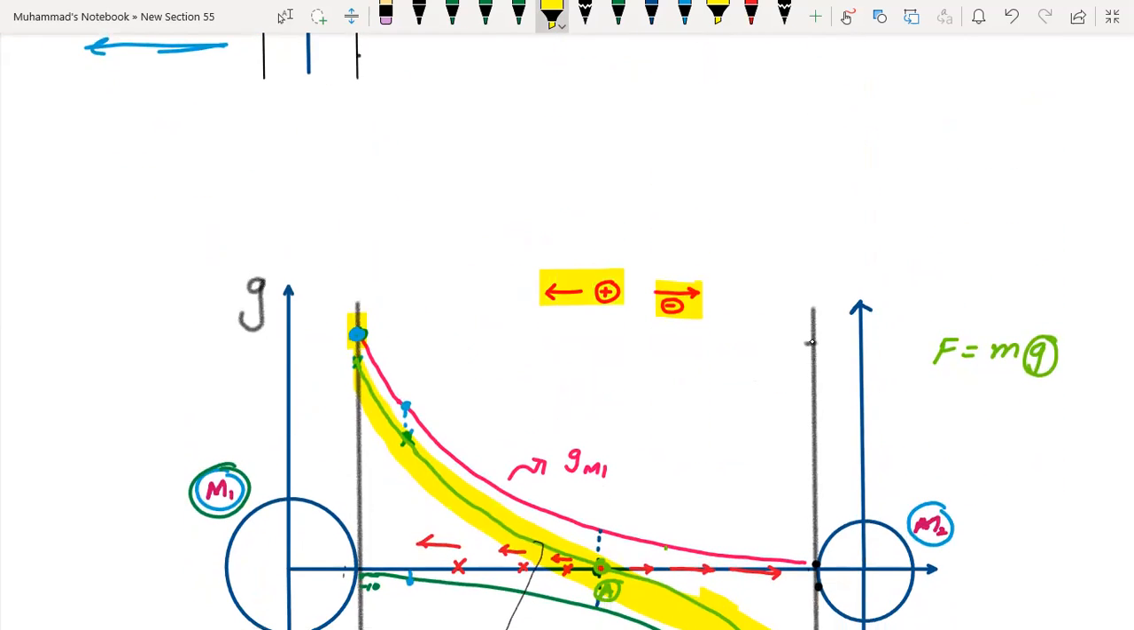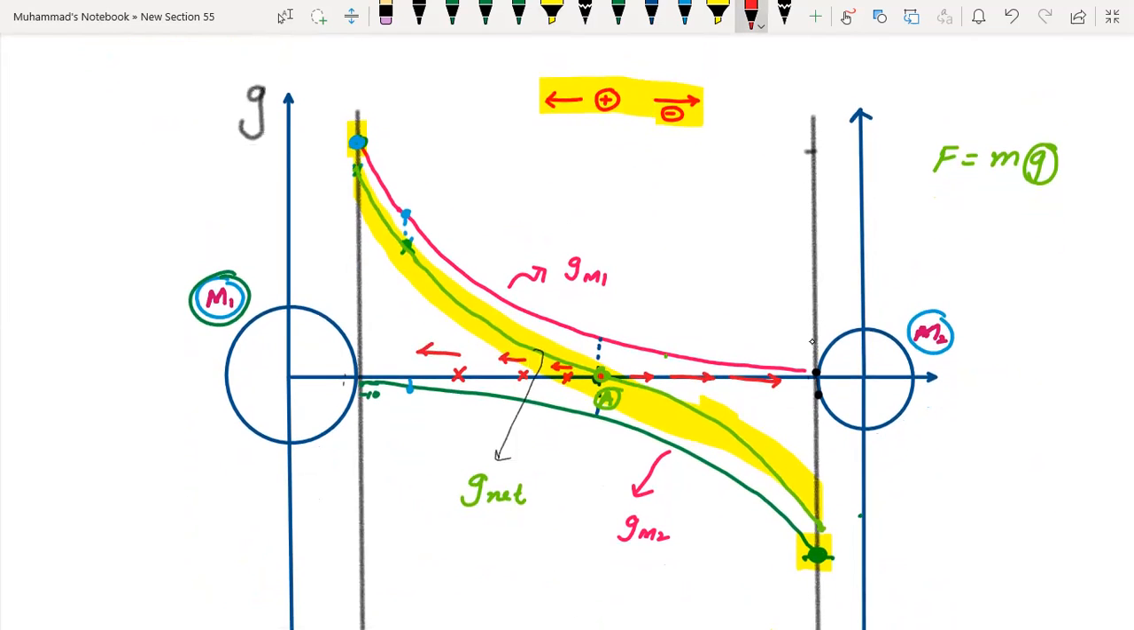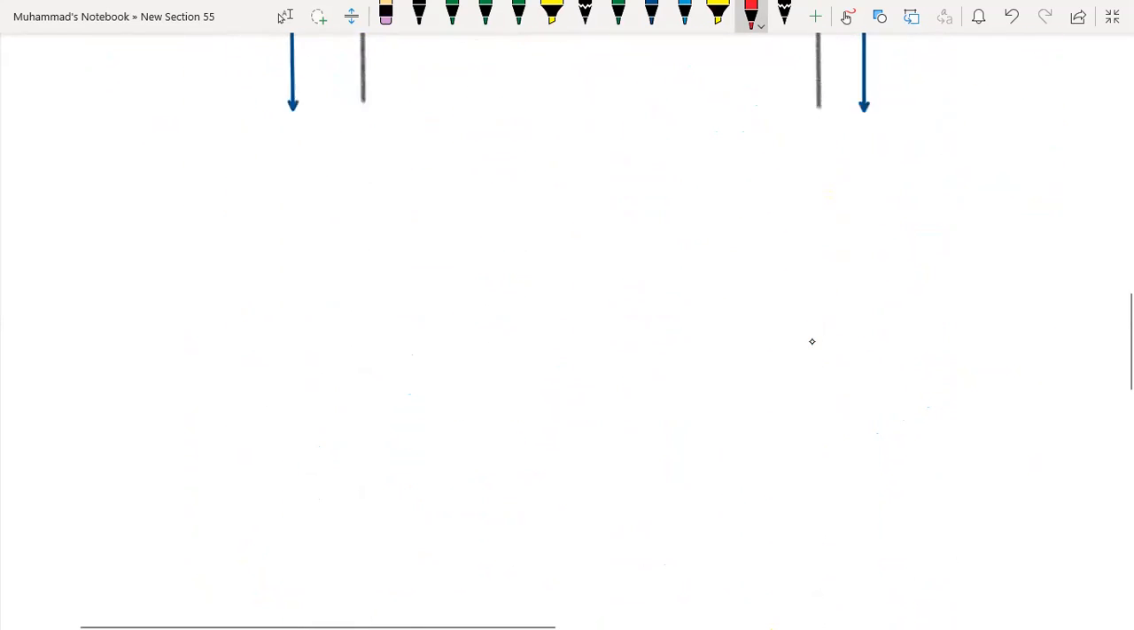And I will leave a question for you. If you change this sign convention, if you put the left side as negative, if you take this as negative and that as positive, then what will be the change on this graph? What will be the shape of the net graph? And what will be the shapes of G due to M1 and G due to M2?